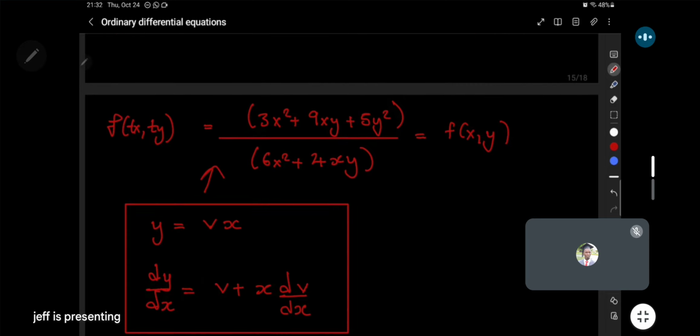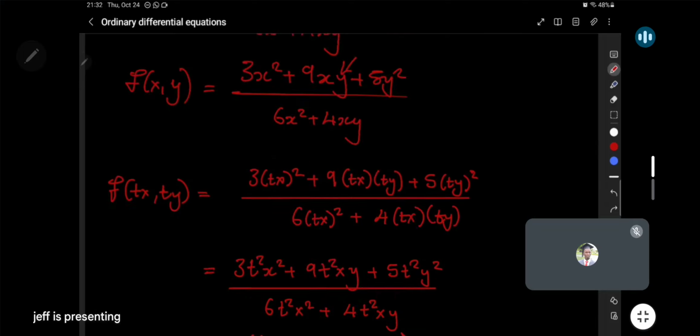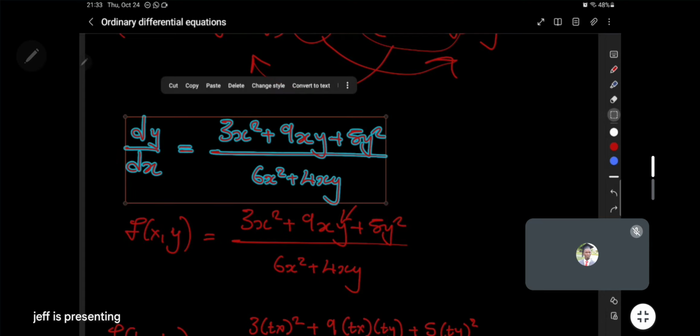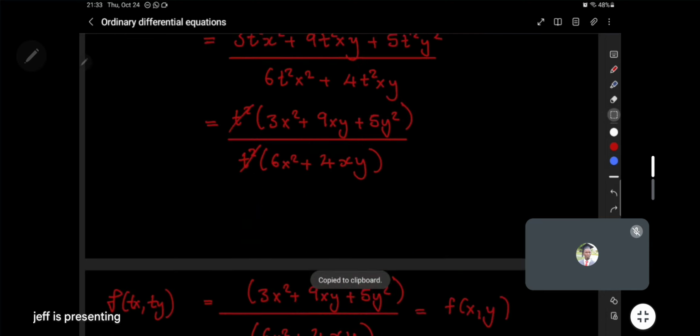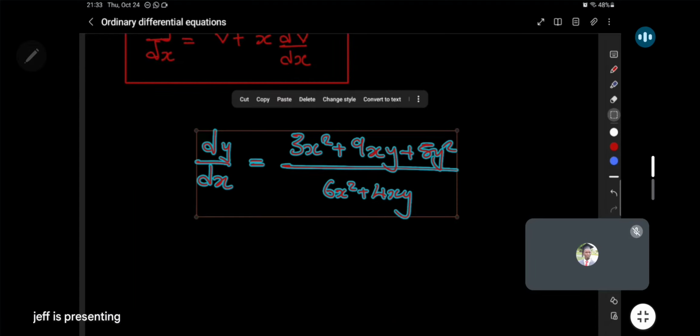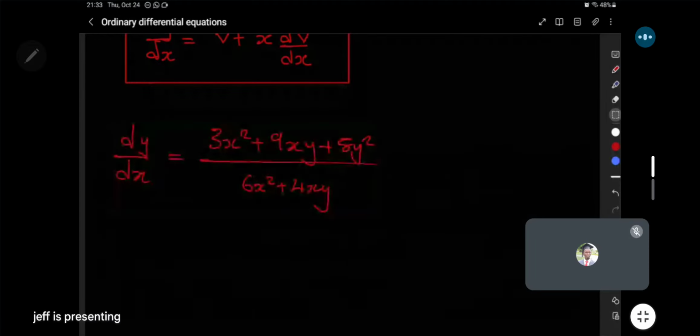Because remember, even though I'm writing this for f of tx comma ty, we know it's the same as that one. So I'll be substituting in this expression. You only proceed to the substitution if you actually concluded that the differential equation is homogeneous.